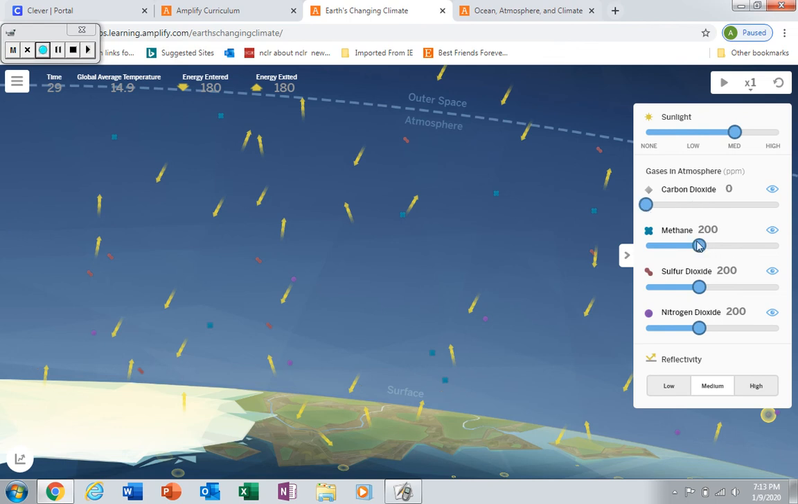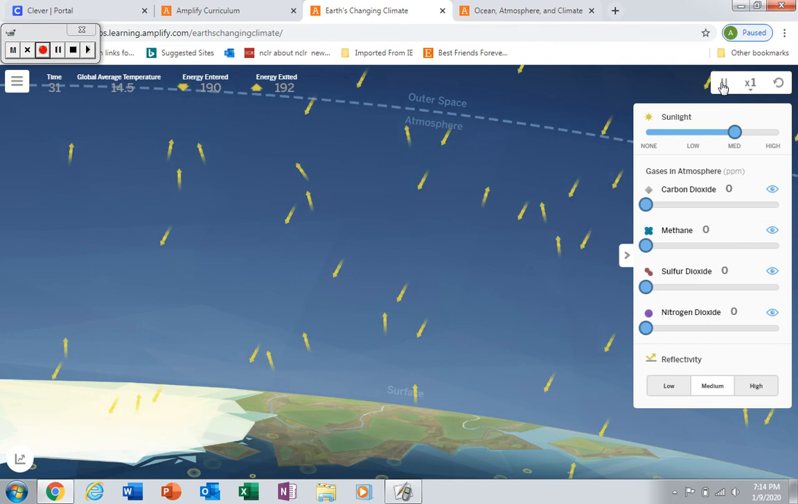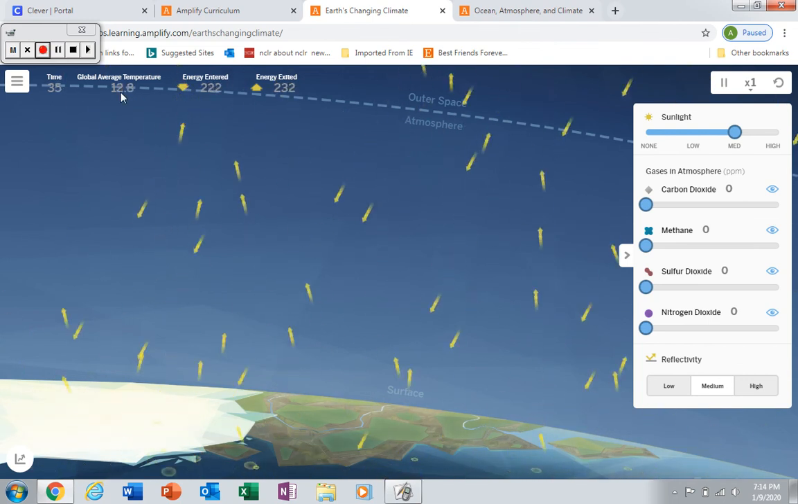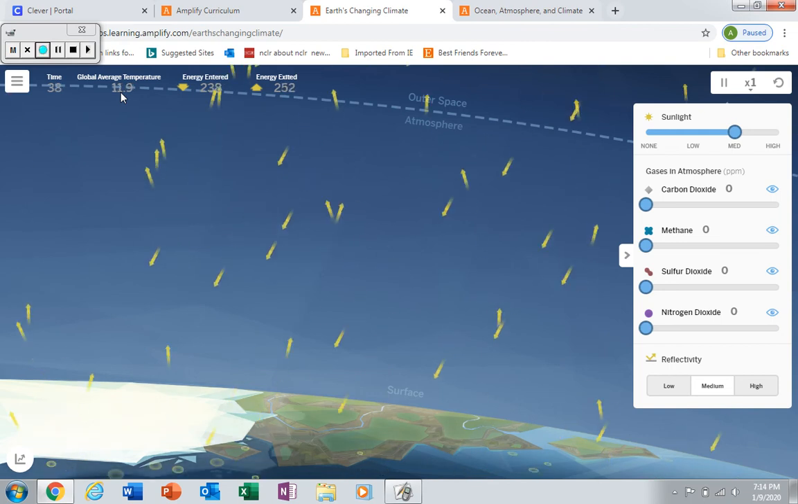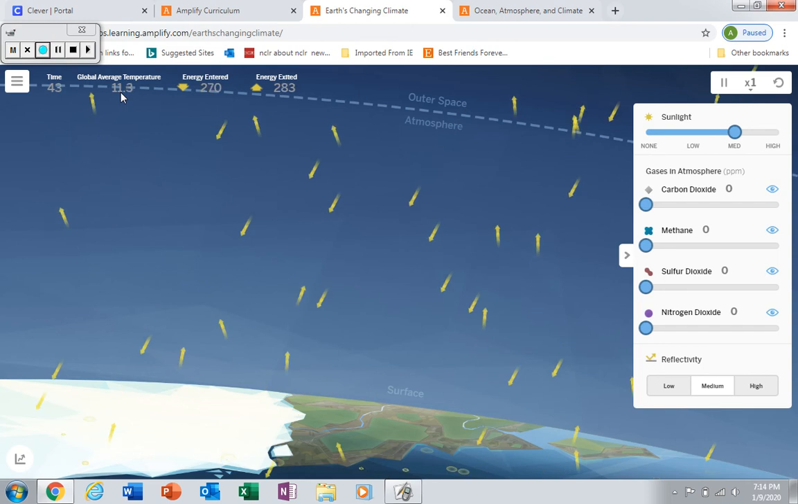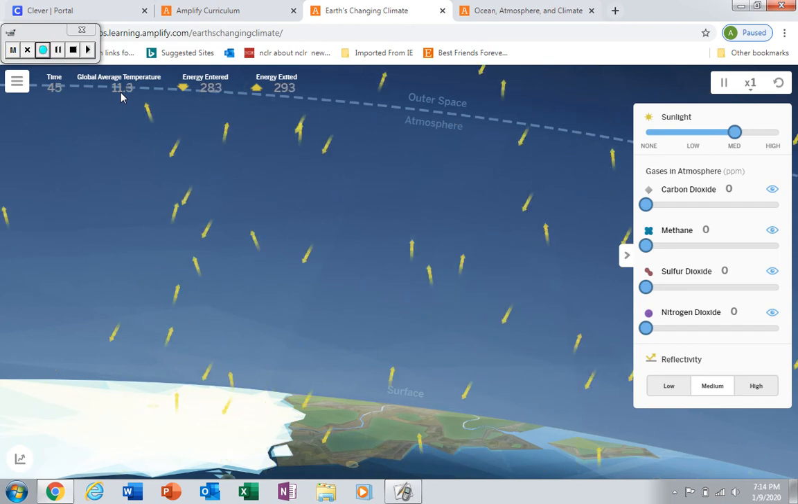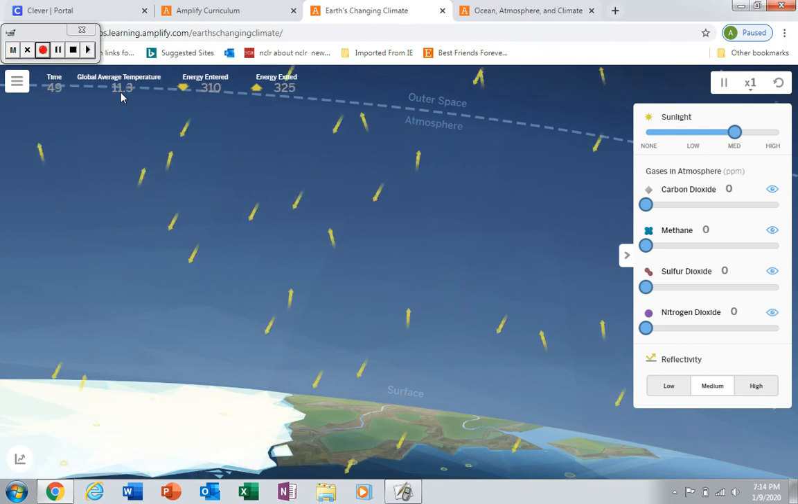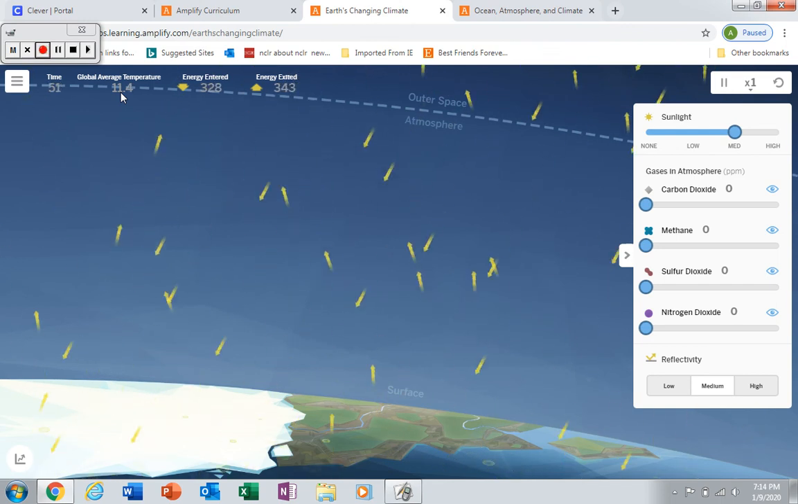If we were to take all of these particles out of the atmosphere, right now we have an average temperature of 14.9, and now we're going to play this. And notice that the temperature is actually falling. And so without all of these particles, Earth's surface, or let's just say Earth's atmosphere, is too cold for us to live in.